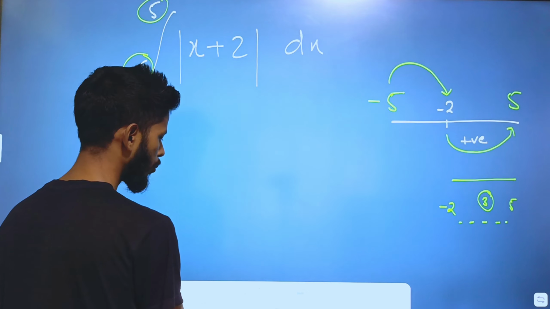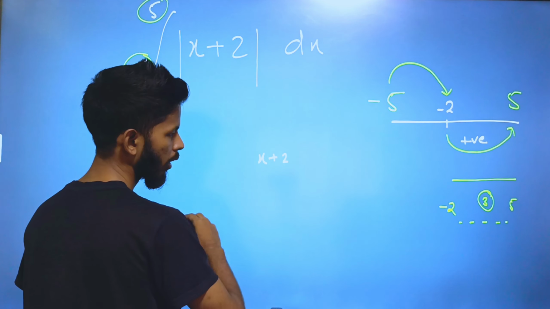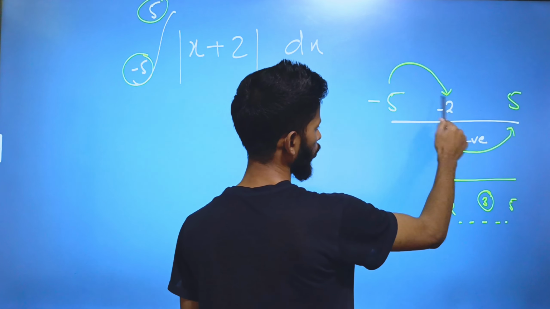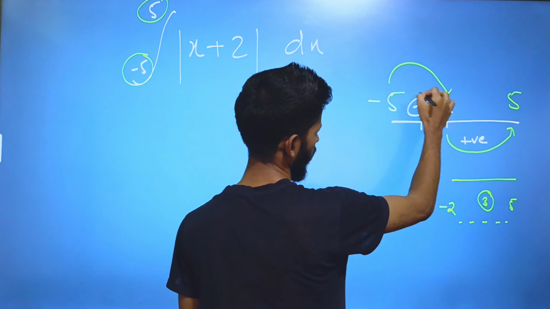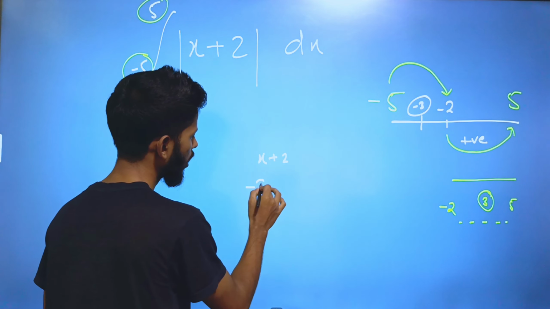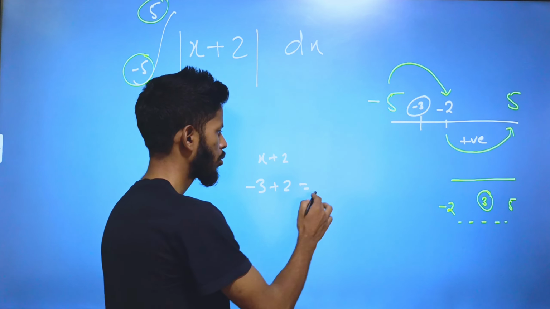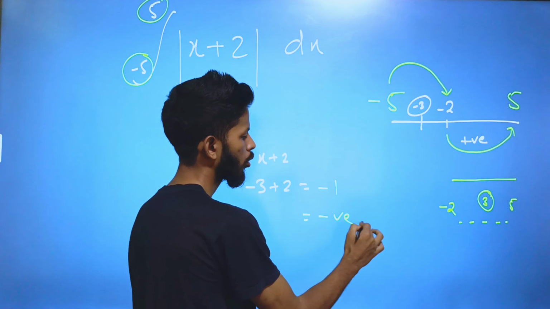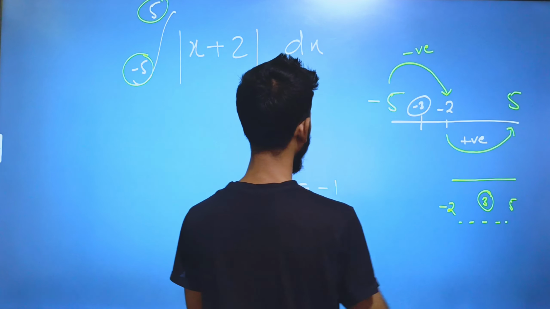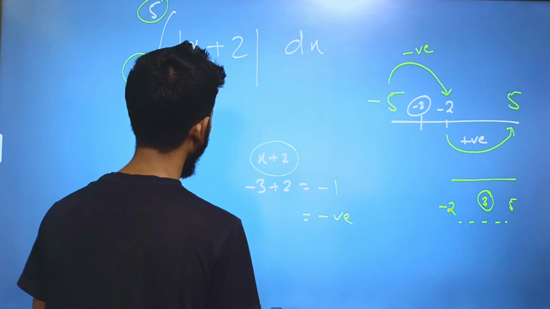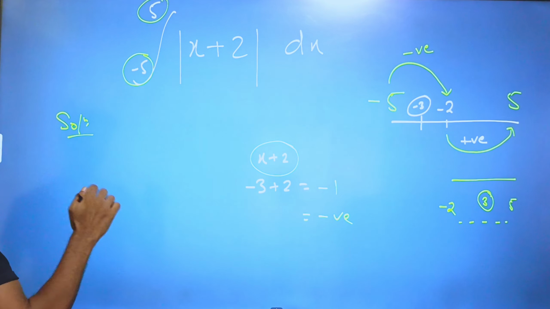Okay, let's check in the other interval, minus 5 to minus 2. So we have x plus 2, right? And we have the interval minus 5 to minus 2. For example, take one point here, let's say minus 3. Let's put minus 3 here. Minus 3 plus 2, what result will it give? Minus 1. That is a negative value. So we can say that in this interval we get a negative value of our function x plus 2. Correct? So we can write this question in two intervals.